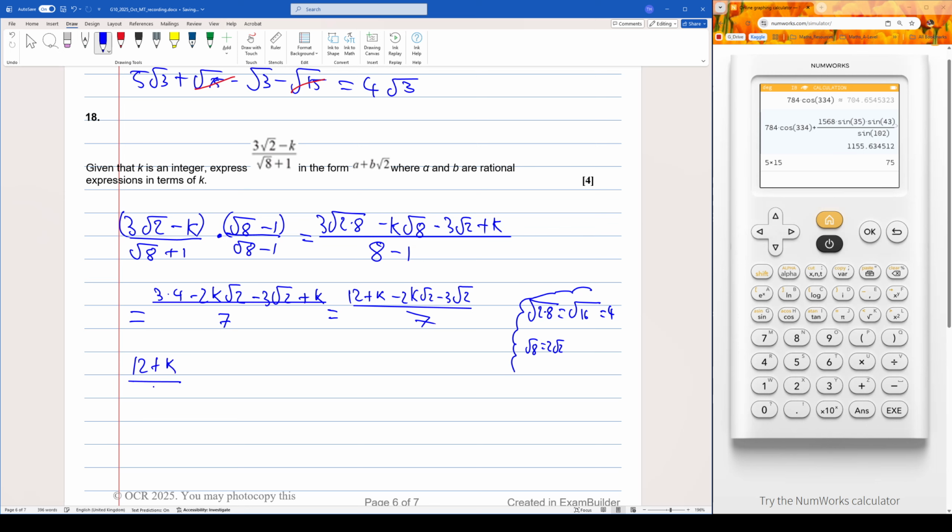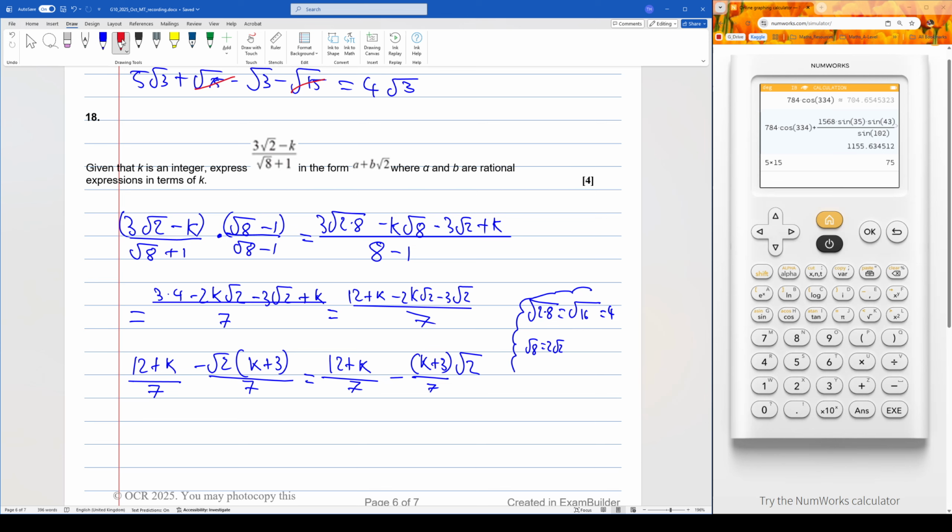If I factorize that top bit, I can factorize out the negative root 2, and I get a k plus 3 on the inside over 7. And now I can rearrange it again. Minus k add 3 over 7 root 2. Ta-da! And this is now in the form that they want. It doesn't look like a form that we want, but it is.